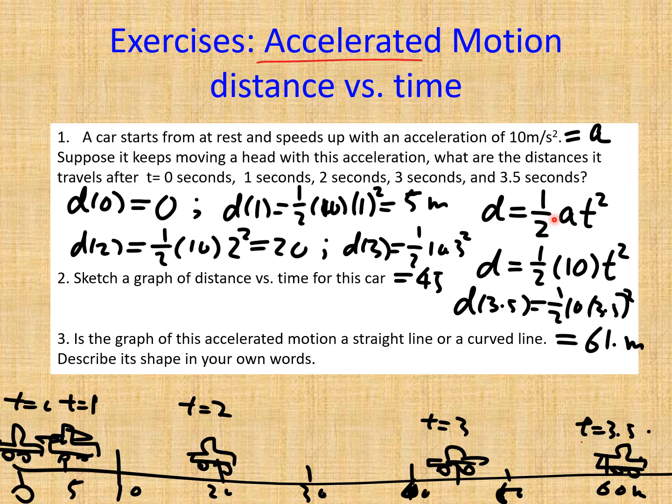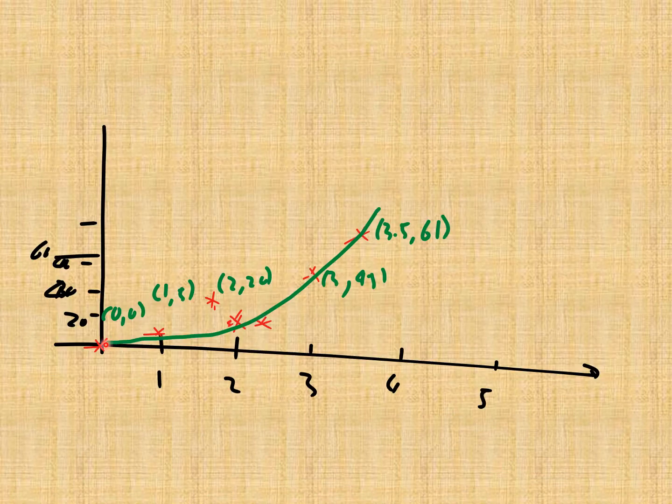Now, if you want to sketch a graph of this, it will look like this. 0 and 1, these are the times along this axis. You put all these 4 points and go like this. The last one is 3.5 seconds, where you get about 61 meters. And 3 seconds is 45. So it is a curve. Whenever you have an acceleration, you will see a curved line instead of a straight line.